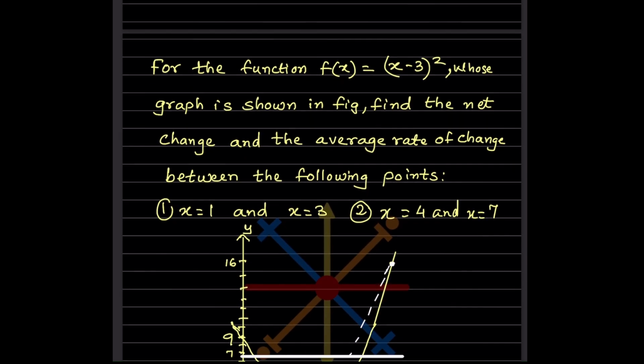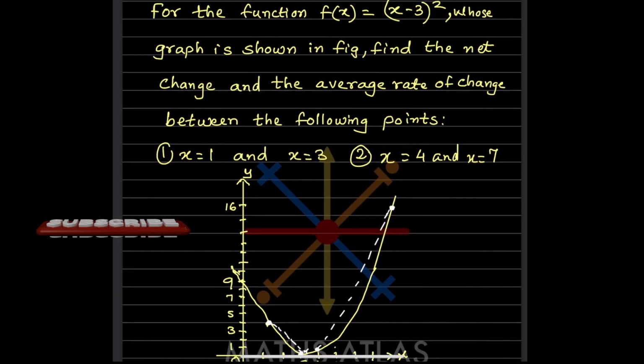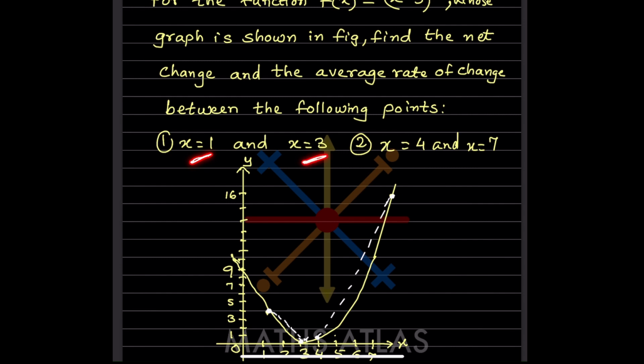So for the function f of x is equal to (x minus 3) whole square, whose graph is shown in the figure, find the net change and the average rate of change between the following points. So here what is given is x is equal to 1 and x is equal to 3, and the second is x is 4 and x is 7. So now let us see this one.